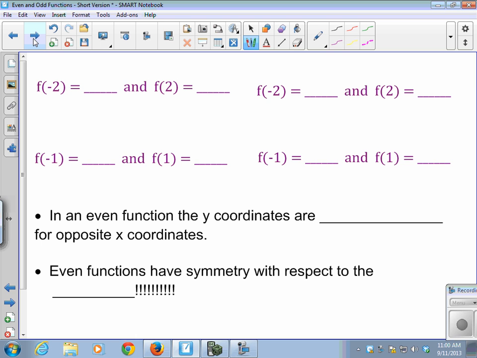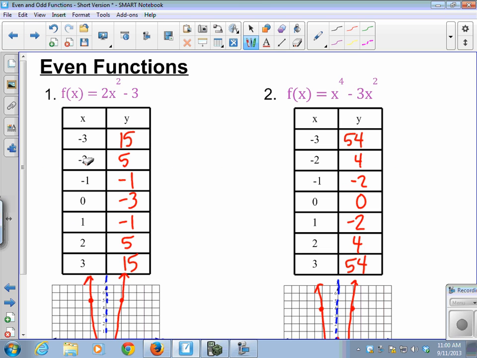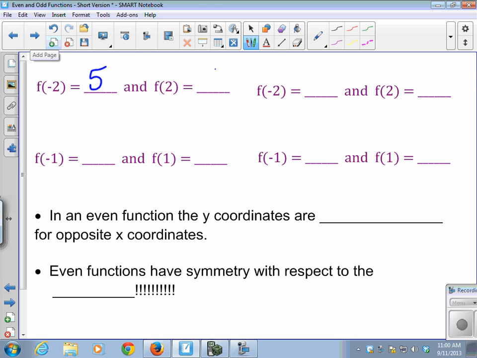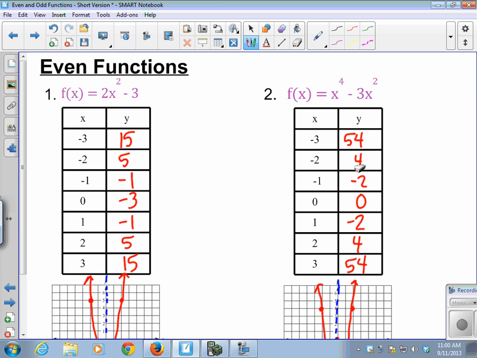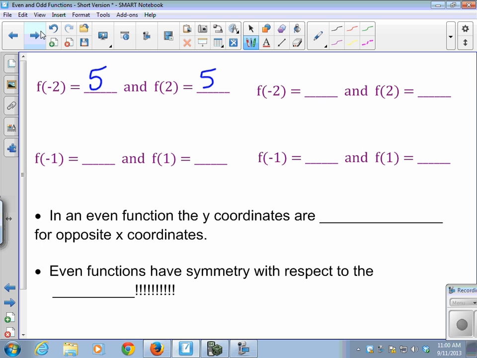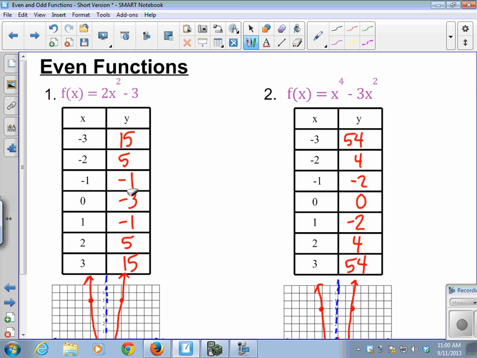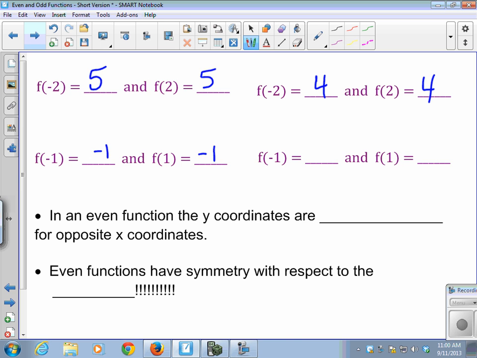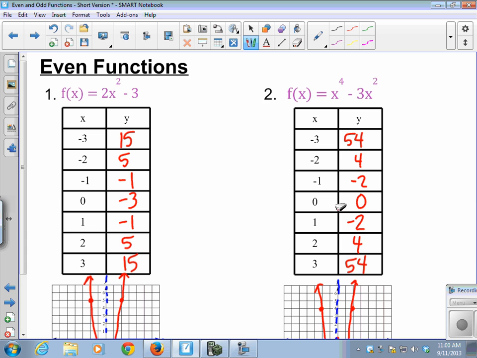Over here on the next page, f of negative 2 and f of 2 are the same. So f of negative 2 and f of 2 both on that first function were 5. On our second function, negative 2 was 4, and positive 2 was also 4. Let's see what they were for negative 1 and 1. For the first function, both were negative 1. And for our second function, negative 1 and positive 1 were both negative 2.